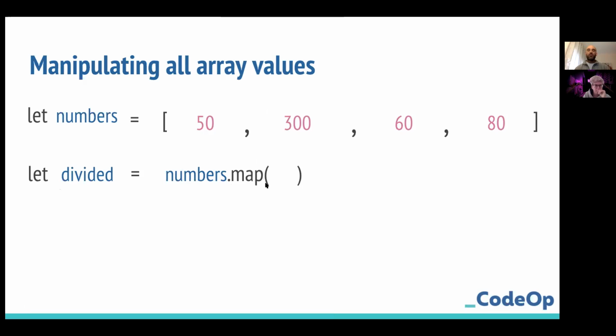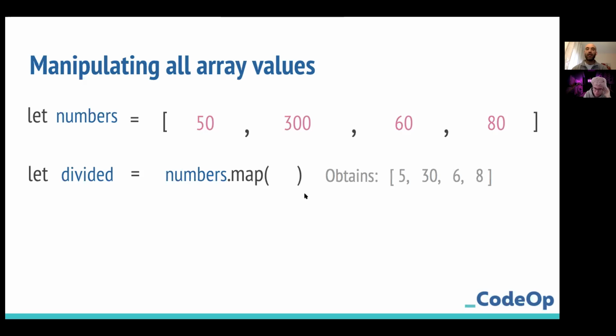In this instance, what map does is map says, listen, if you give me a set of instructions, I'm going to take the original array, I'm going to make a copy, and I'm going to apply that instruction to every single element on that array. Okay? So if I told map, hey map, I want you to divide every single number by 10, what map would give us is this array in return.